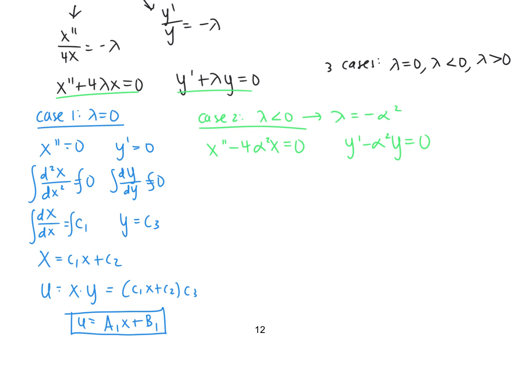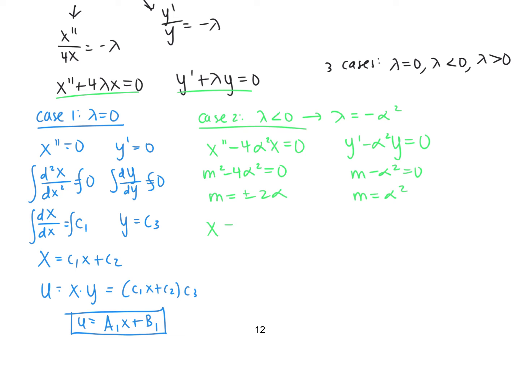Now we have to remember how to solve these. If we look at the equation with x, we're going to have to go back to the characteristic equation. So that's m squared subtract 4 alpha squared is equal to 0. So our m is equal to plus or minus 2 alpha. Similar idea on the equation with y, so we get m subtract alpha squared is equal to 0. So our m is equal to alpha squared.